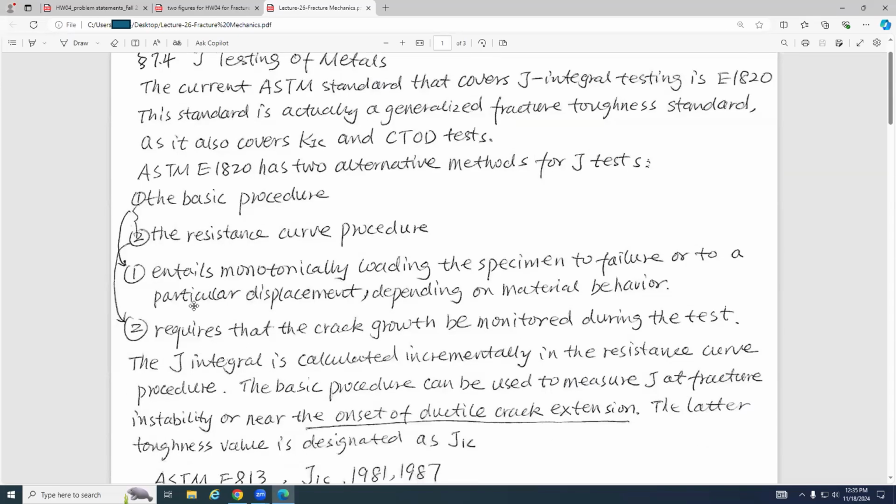The second procedure, the resistance curve procedure, requires that the crack growth be monitored during the test. The J integral is calculated incrementally in the resistance curve procedure. The basic procedure can be used to measure J at fracture instability or near the onset of ductile crack extension. The latter value is designated as the JIC.